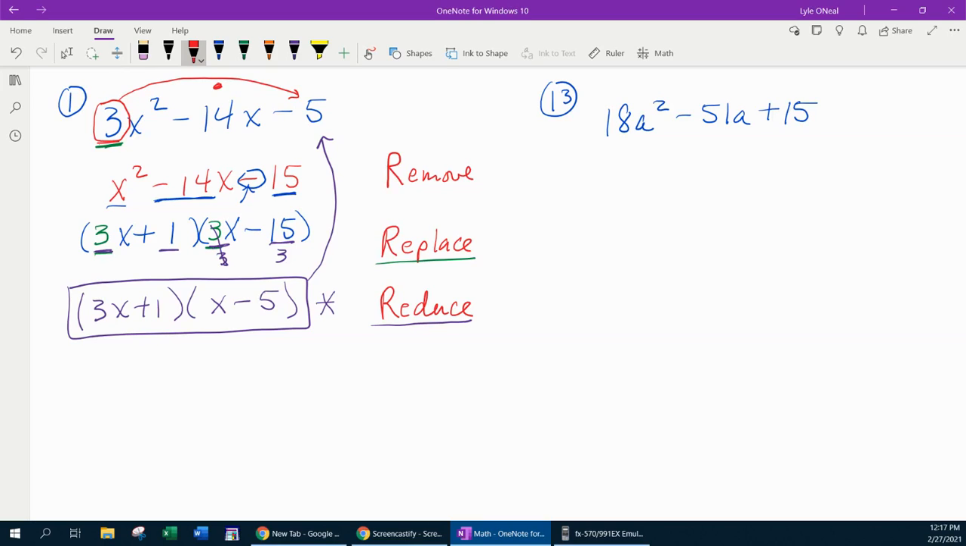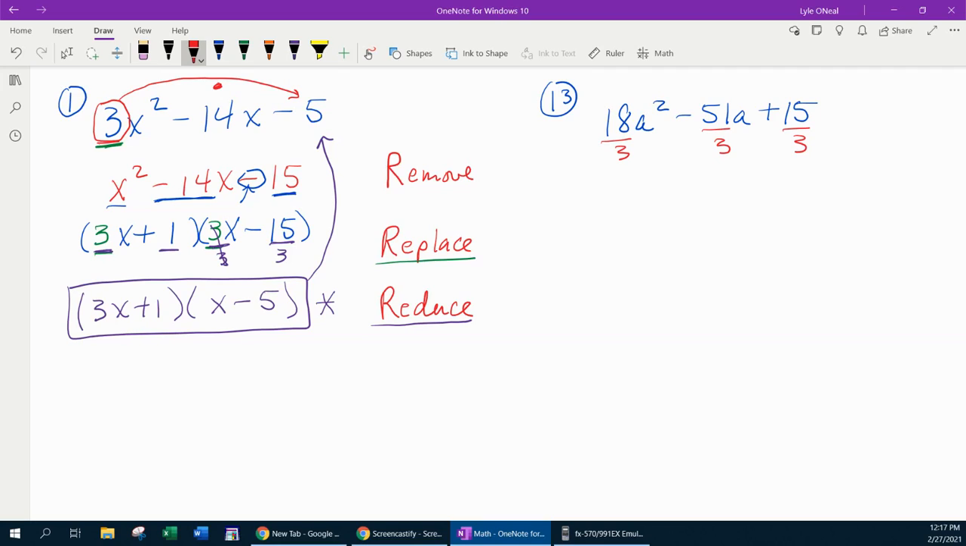Next example, number 13. Here we have another trinomial with a lead coefficient. And please don't forget the factoring checklist. You have to do first things first. 18, 51, and 15. If they all have a common factor, you have to factor it out, and it has to be done first. So they do have a common factor of 3.